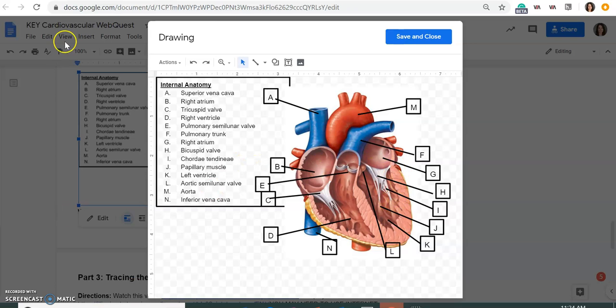Did I switch that? Sorry, I just noticed a mistake. This should say left, not right. So this is the left atria and the left ventricle.